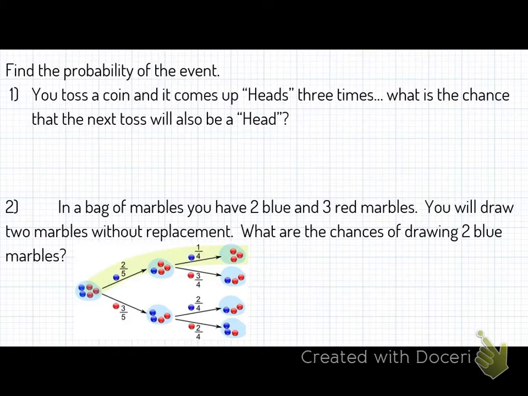Okay, number 1, you toss a coin. Did I lose my coin from this morning? I did. Okay. Oh, here it is. I got a dime right here. Okay, I'm rich. Saved my money.